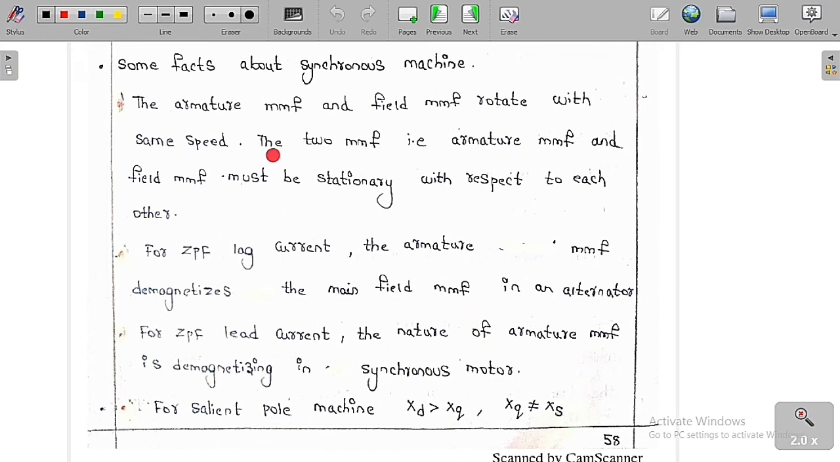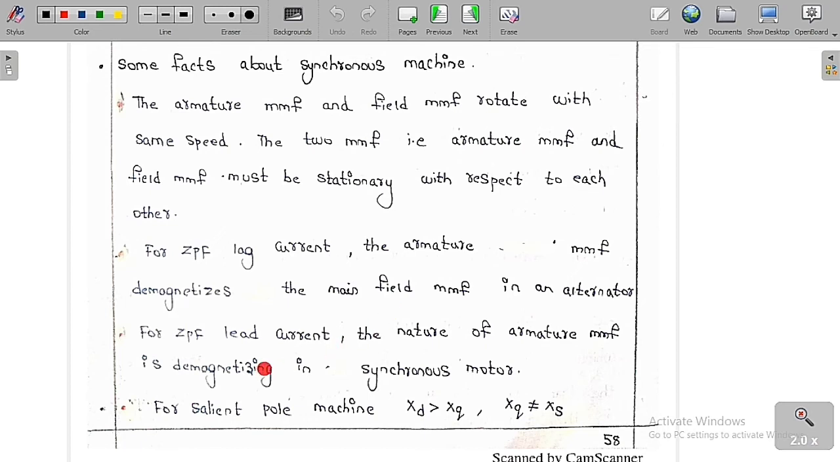So we can say that the armature MMF and the field MMF are going to rotate with the same speed, Ns, and the two MMFs must be stationary with respect to each other, because they rotate with the same speed and in the same direction. And also I have already told you, for zero power factor lagging current, the armature MMF demagnetizes the main field MMF in an alternator.